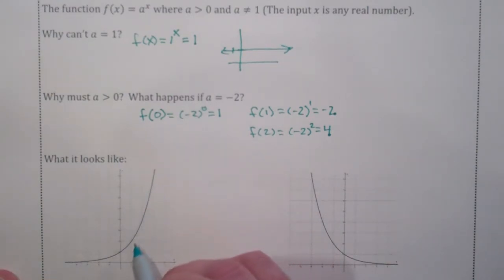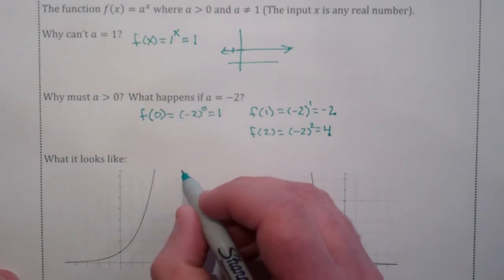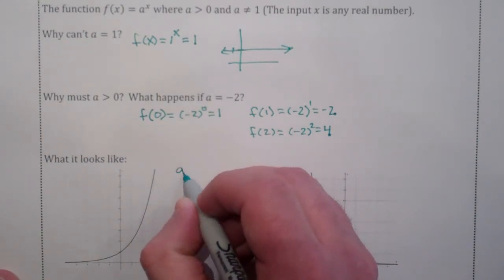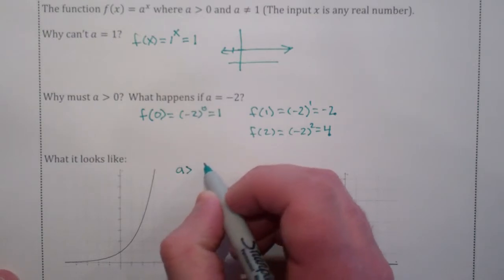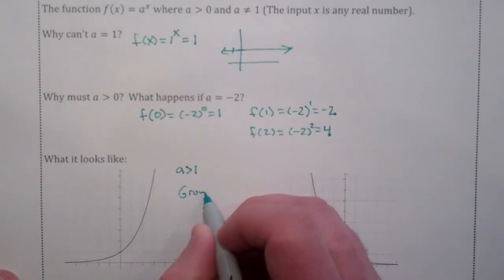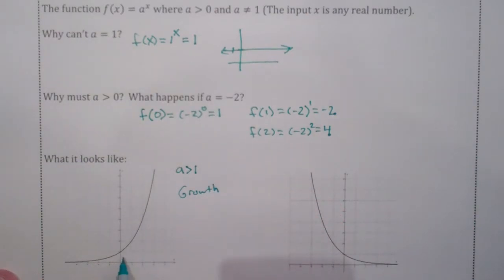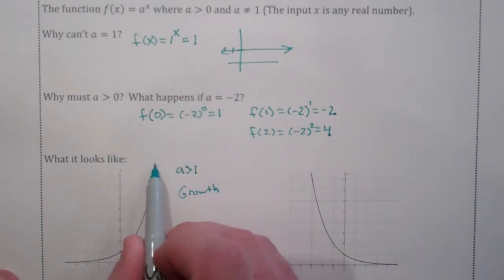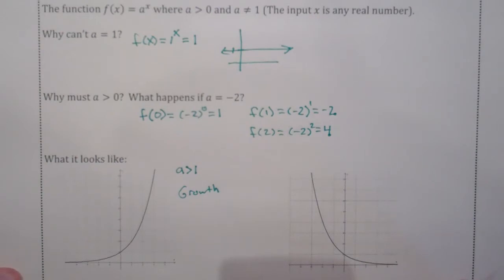This is the shape of a graph. It happens to be 2 to the x power, but here we're going to say that for this graph, a is greater than 1. And we're also going to call this growth. As x increases, the y values increase. So there's growth in those y values.